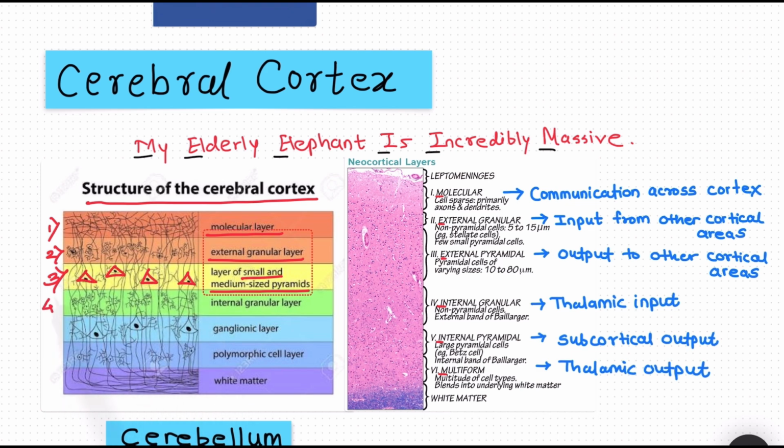Then fourth layer is internal granular layer. Fifth one is ganglionic layer. And sixth one is polymorphic cell layer. Polymorphic means there is no particular one type of shape. Different shapes are there. And then seventh one, there is white matter. So these are 7 layers of cerebral cortex. We can remember it using the mnemonic, which is My Elderly Elephant Is Incredibly Massive.